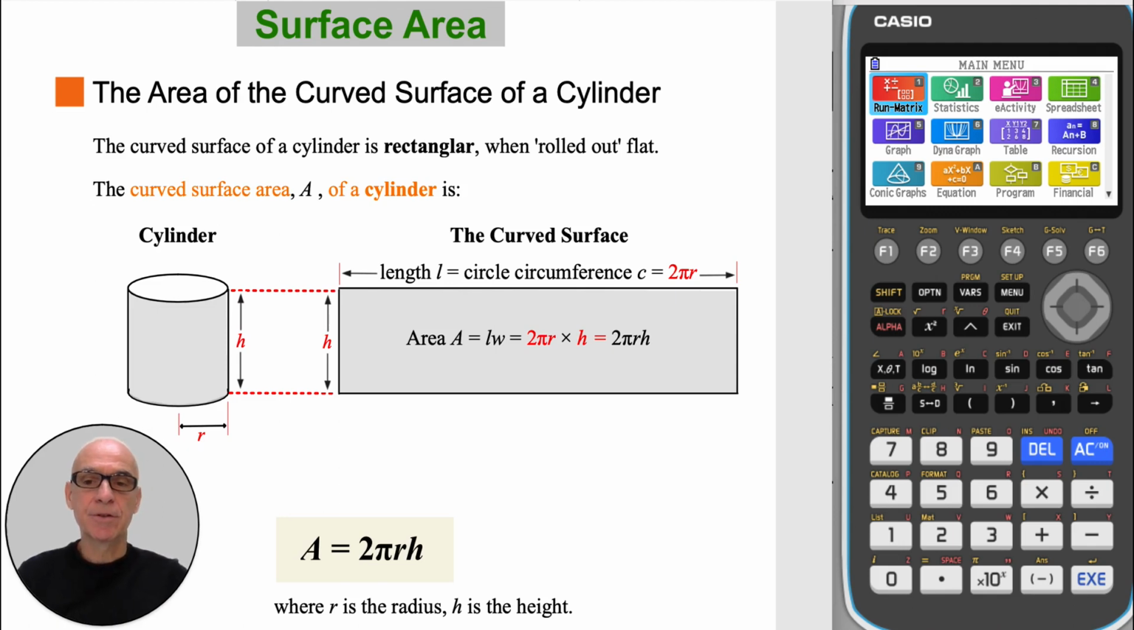The curved surface of a cylinder is rectangular when rolled out flat, and the length of the rectangle is actually the circumference of the cylinder's circle. So the curved surface area of a cylinder is 2 pi r times h, where r is the radius and h is the height of the cylinder.